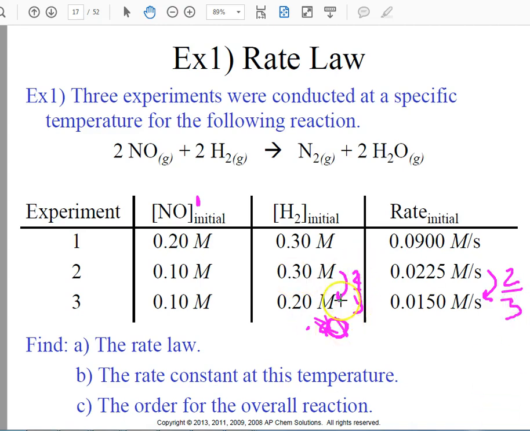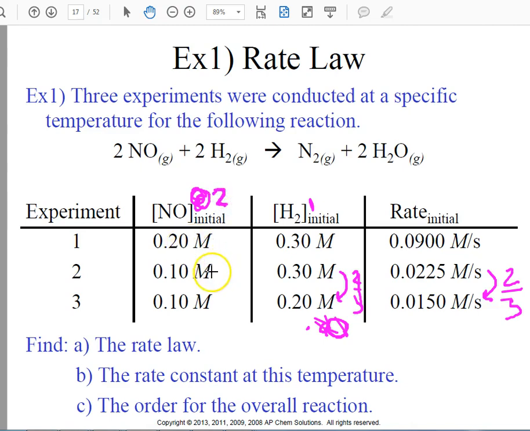So here we have 2/3 of our concentration, and that's also 2/3 of our rate, so that is first order. I apologize, guys. I made a mistake on this NO. Thank you if you caught that. That was a squared effect, right? So that is second order on the NO. I apologize.